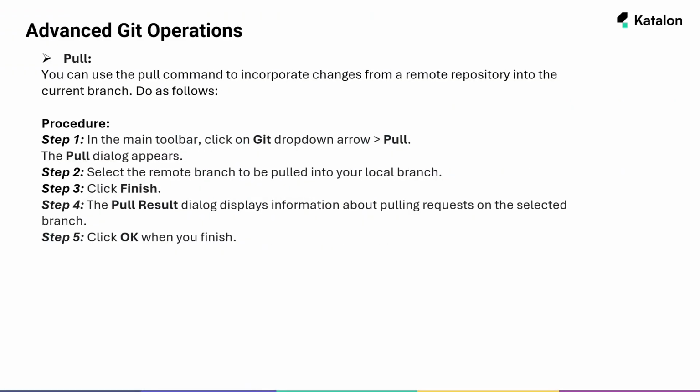So let us go to another concept called pull operation. You can use the pull command to incorporate changes from a remote repository into the current branch. We need to follow the below steps to pull the changes from the remote repository. In the main toolbar, click on the Git drop down arrow and then select pull. Select the remote branch to be pulled into your local branch. Click on finish. The pull result dialog displays information about pulling requests on the selected branch, and then click on OK.